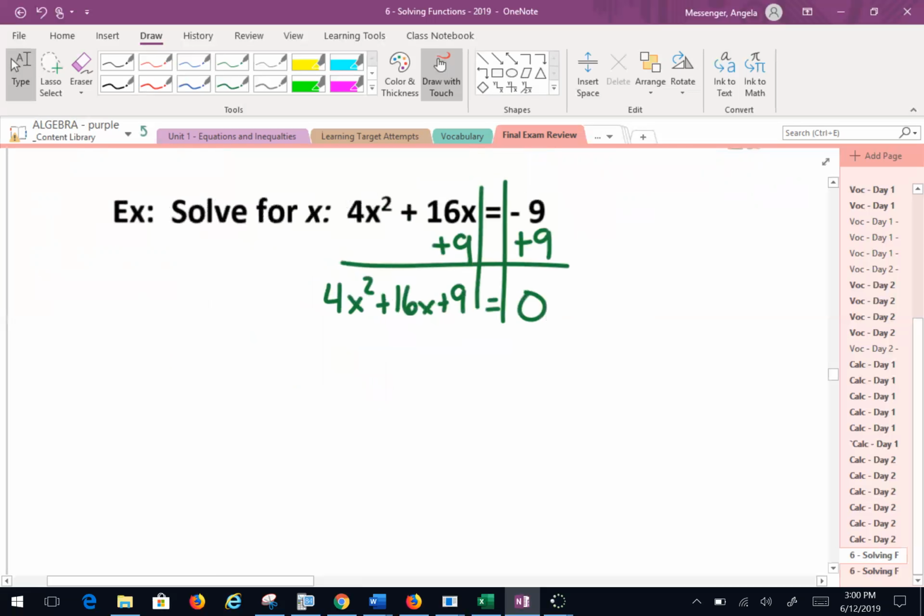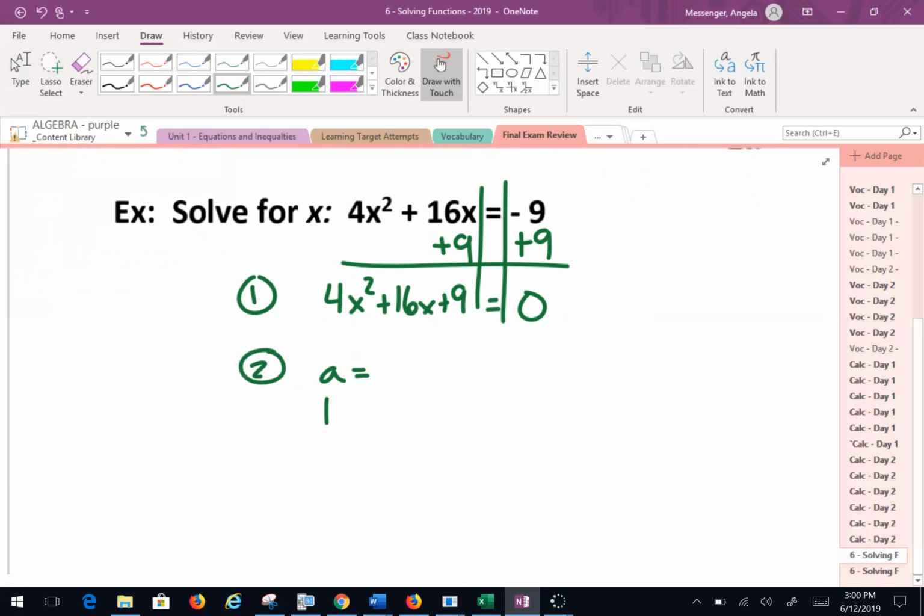What's the next step after getting it set equal to 0? What is A, what is B, and what is C? So very important, it's alphabetical. It's your A, B, C's. There are 3 numbers there, okay? It's not about variables. You do not want to plug variables into the formula. It's going to screw it up. So what's A?